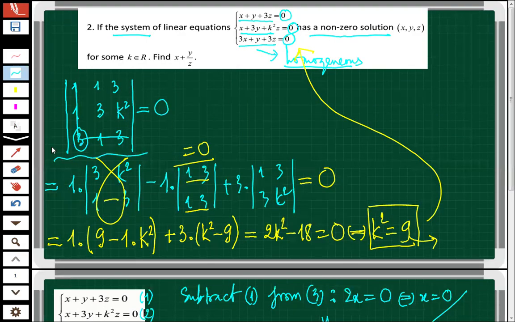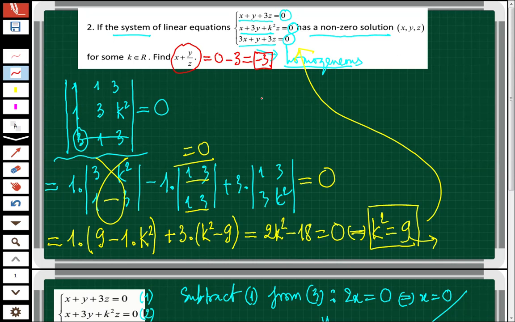Here, x plus y over z equals 0 minus 3, which equals minus 3. This is the last result, the final result. How do you feel?